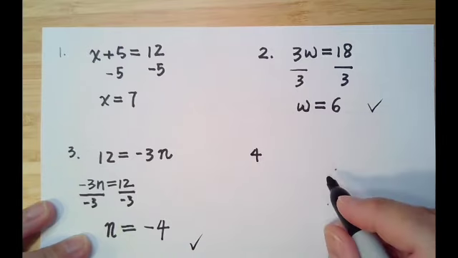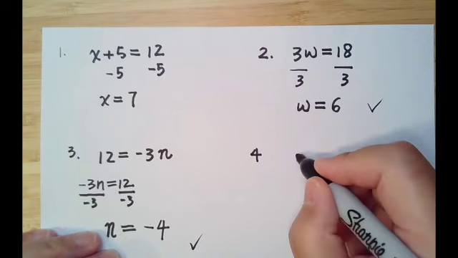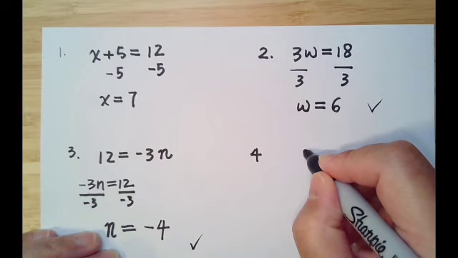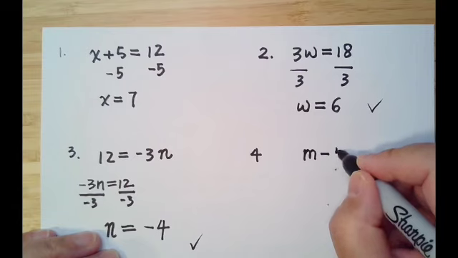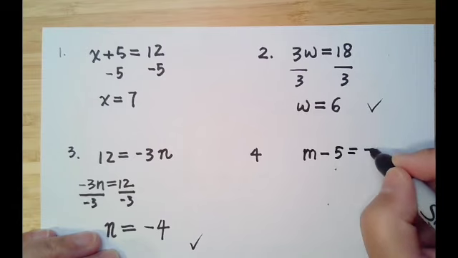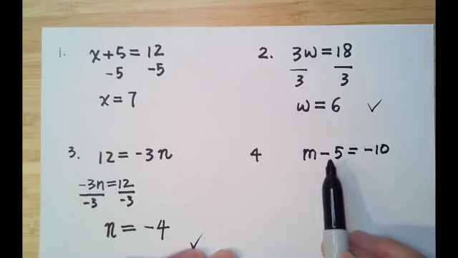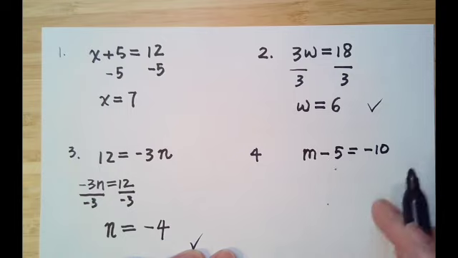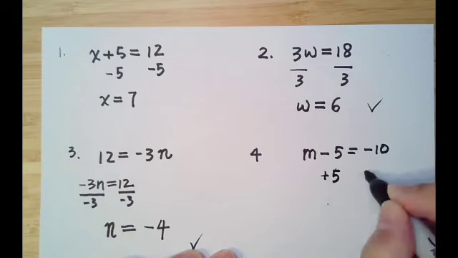Sounds good? Okay, so let's try one more. m minus 5 equals negative 10. Now, we are going to solve for m. So for m minus 5, what is the inverse operation of minus? That would be plus. So we're going to add 5 to both sides.